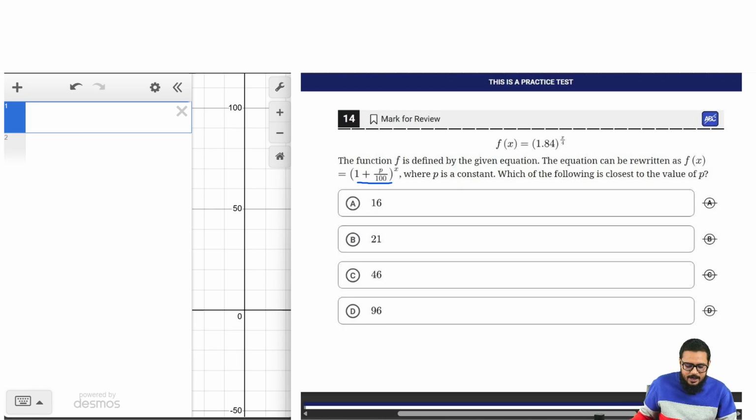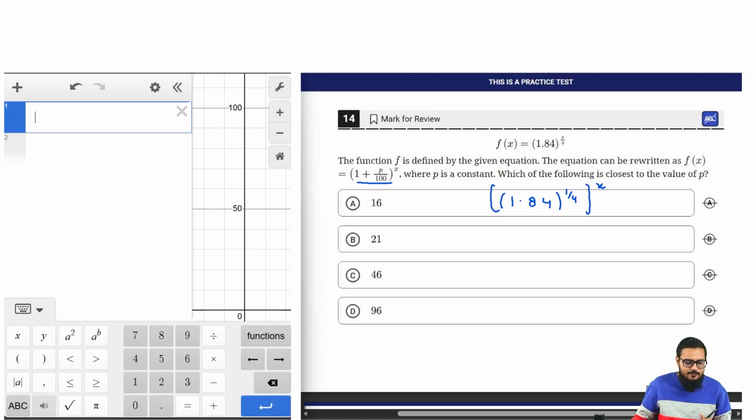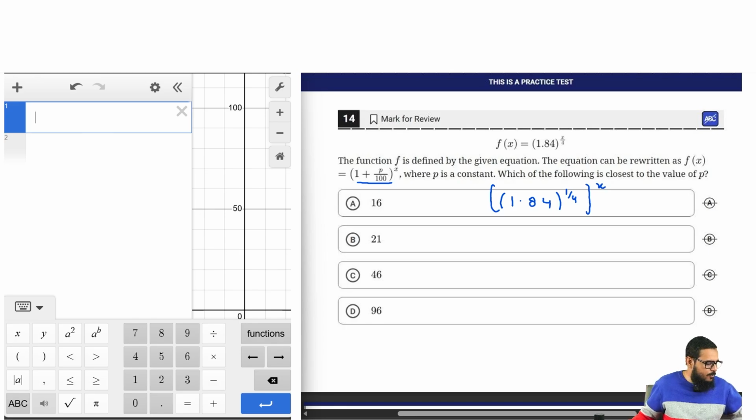Now, since I have to write this f of x in the form of this equation, one thing that I can notice in the original equation is that if I write 1.84 raised to the power x over 4 like this, I can keep 1 over 4 over here, and then put a whole power of x right at the top, similar to this form, right? So I would have to do 1.84 raised to the power 1 over 4. So what is 1.84 raised to the power 1 over 4?